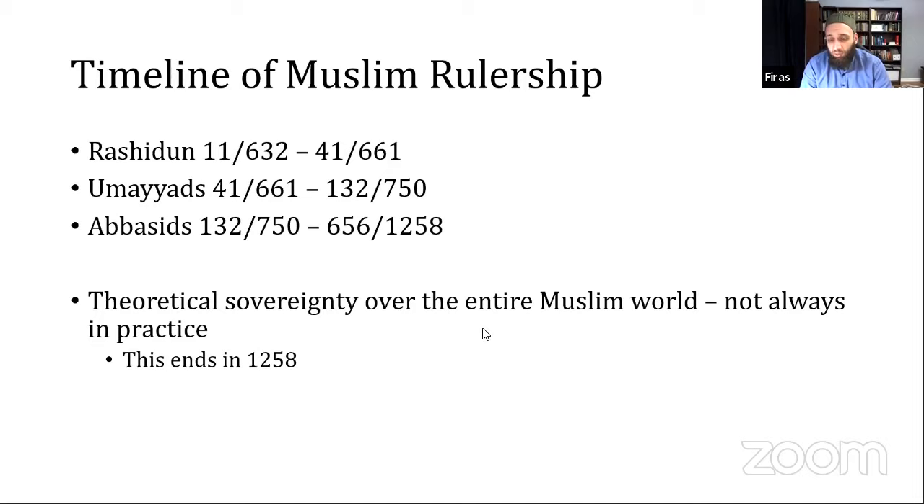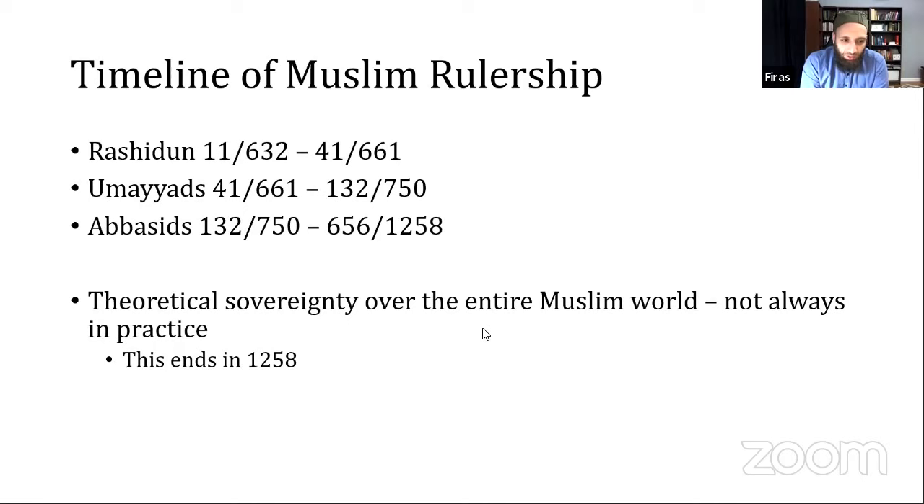And since 1924, everything has fallen apart. That's a complete fallacy, and it's not congruent with history at all. Beginning in 750, you already have a split between the Umayyads and Abbasids. And even amongst the Abbasids, within 200 years of them taking power, they lose actually a lot of practical authority over the Muslim world. And what I want to emphasize here is a difference between theoretical sovereignty and practical sovereignty.